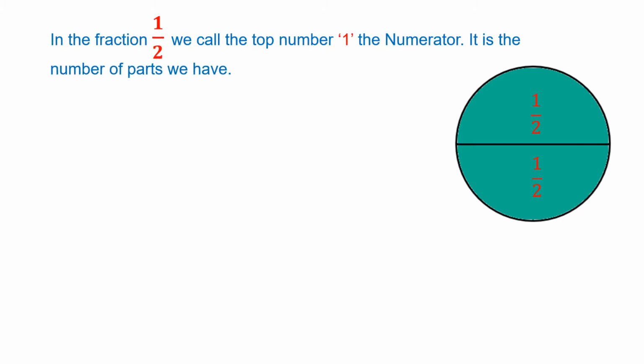In the fraction 1 by 2, we call the top number 1 the numerator. It is the number of parts we have. 1 is called the numerator and shows the number of parts we have. One is the numerator.